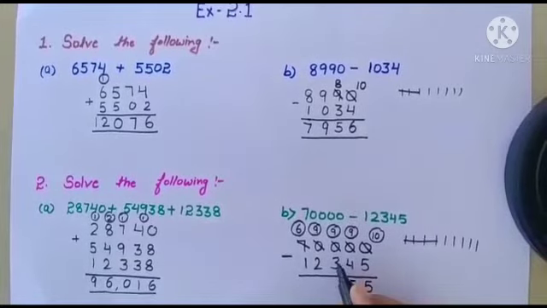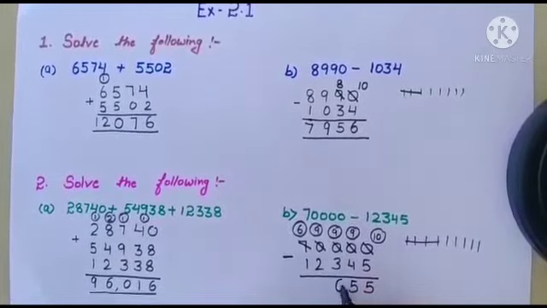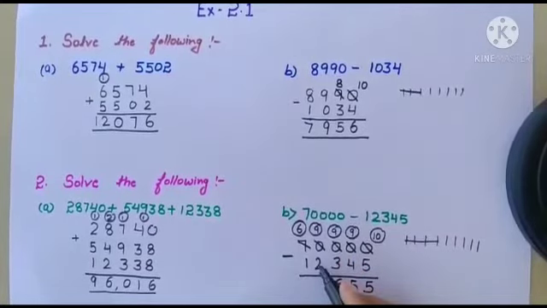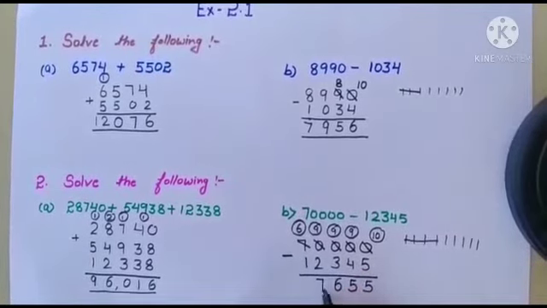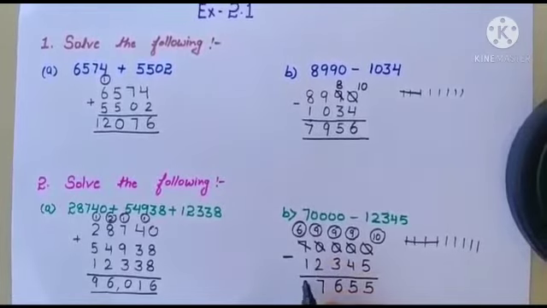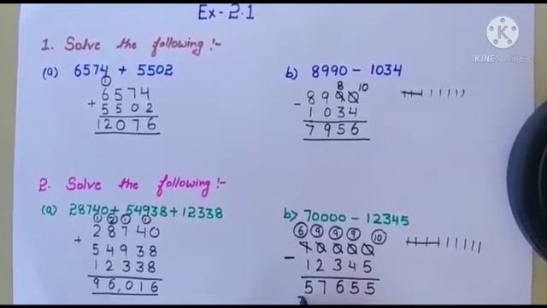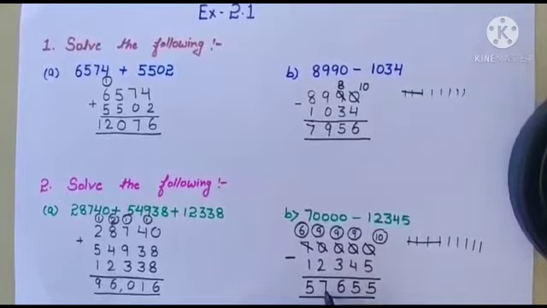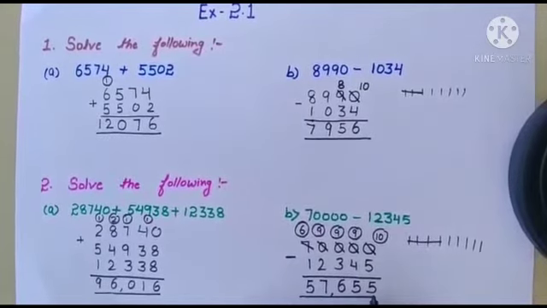Like this, 9 minus 3, 6. 9 minus 2, 7. 6 minus 1, 5. So our answer will be 57,655.